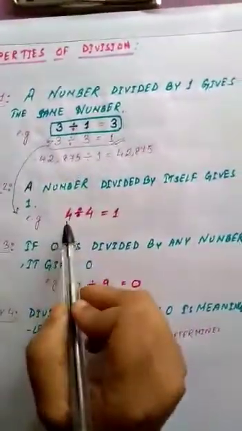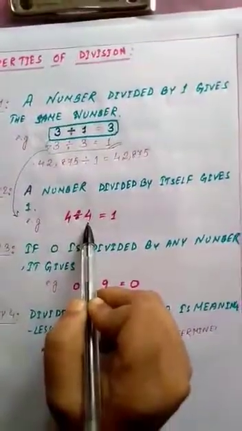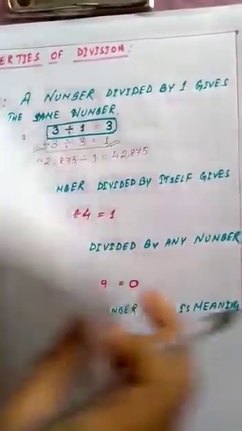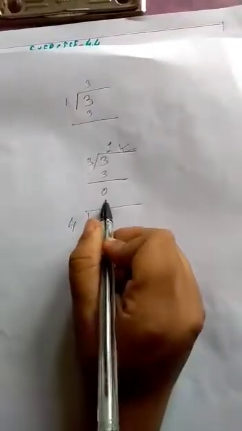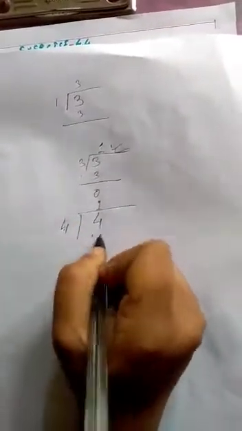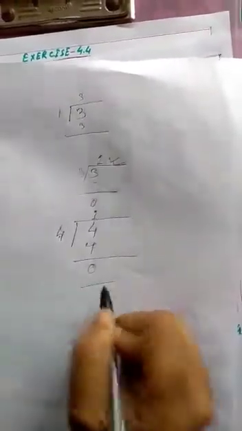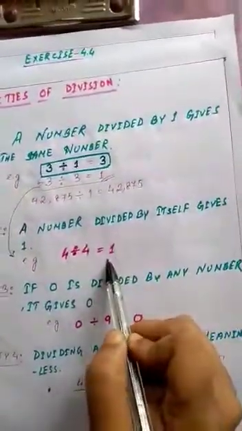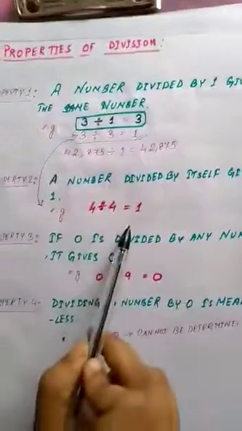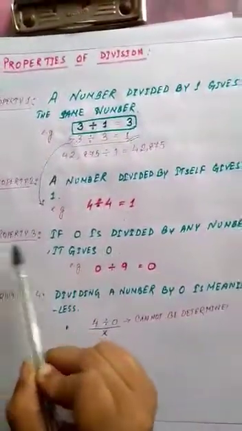So the number divided by itself will get 1. See here, suppose 4 divided by 4. 4 ones are 4, we will get that. So that's why a number divided by itself gives 1.